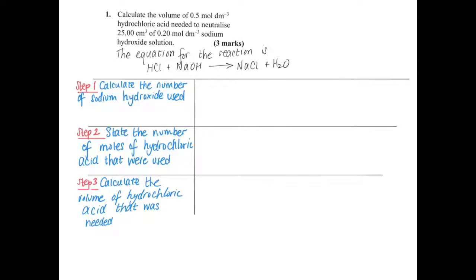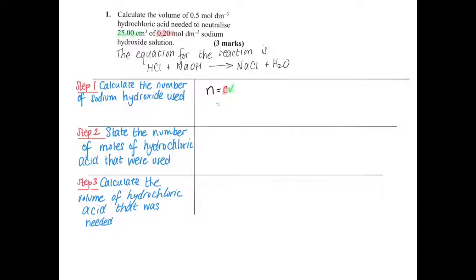So the first step is to calculate the number of moles of sodium hydroxide that we used. If we want to calculate the number of moles in a solution, the formula we use is n = c × V. Remember that n is the number of moles, c is the concentration, and V is the volume, but we have to put the volume into decimetres cubed. So to convert 25 centimetres cubed into decimetres cubed, we need to divide 25 by 1,000.